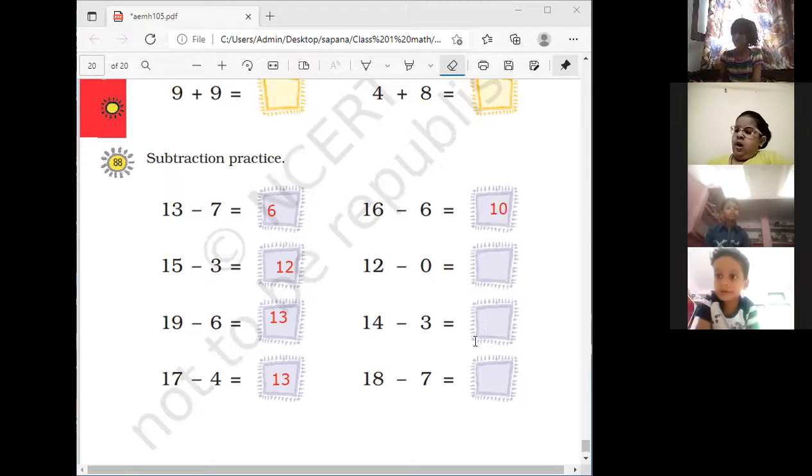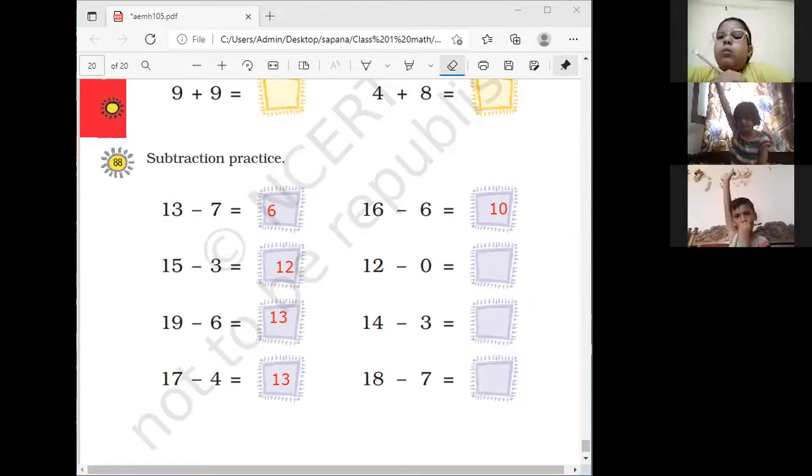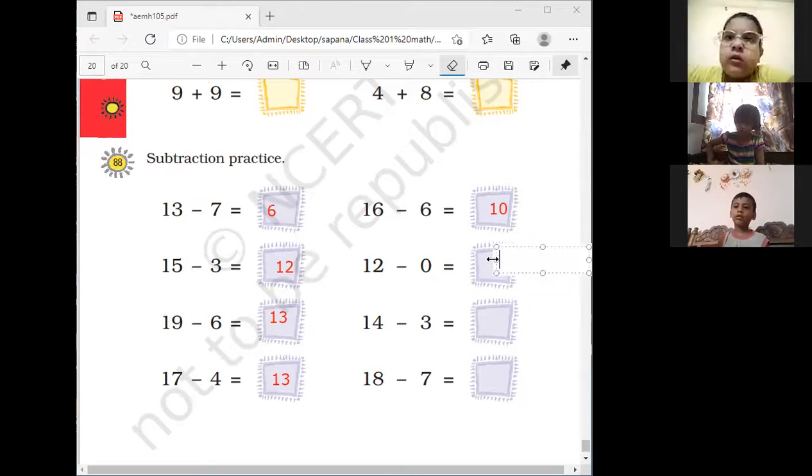Now next is 12 minus 0. Shreyas, give me the answer. 12 minus 0 is equal to 12. I repeat that 12 minus 0 is equal to 12.